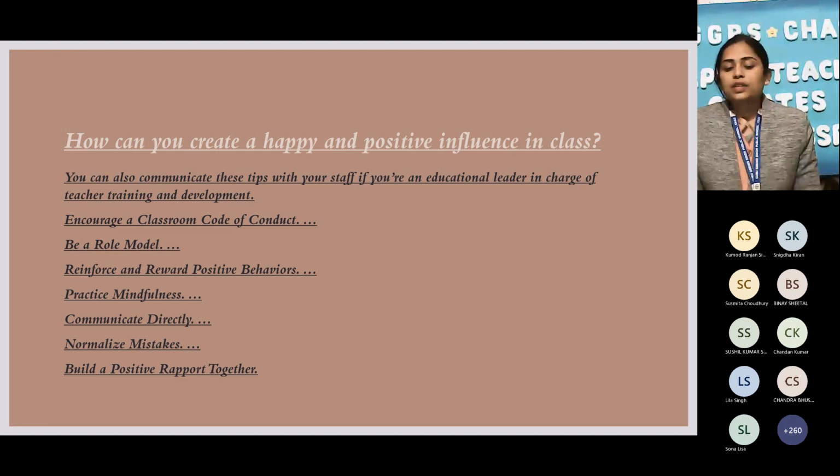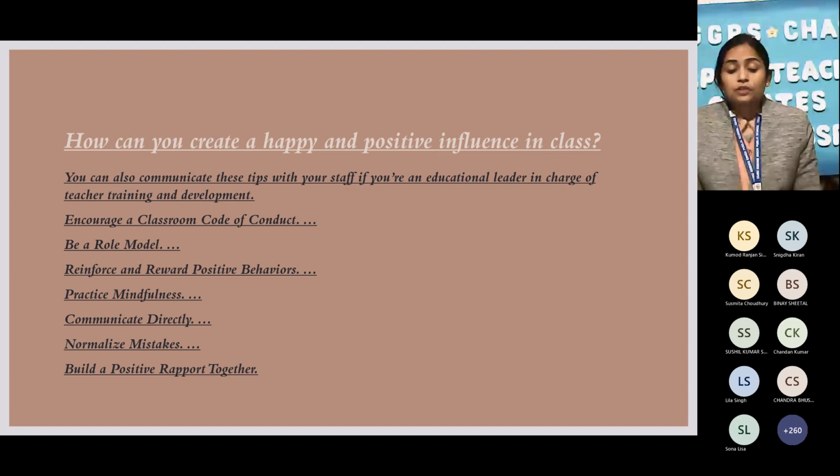How can you create a happy and positive influence in a class? You can also communicate these tips with your staff if you are an educational leader in charge of teacher training and development. Encourage a classroom code of conduct. Be a role model. Reinforce and reward positive behavior. Practice mindfulness.